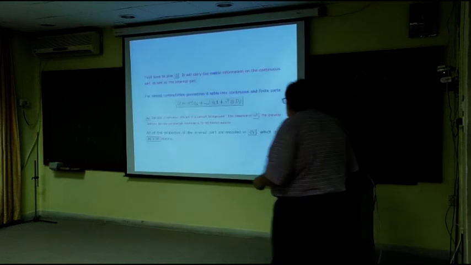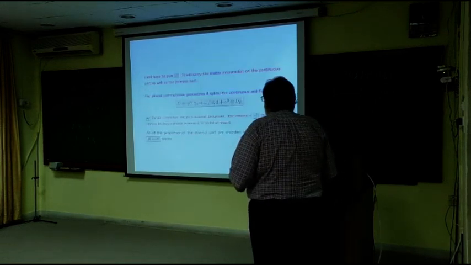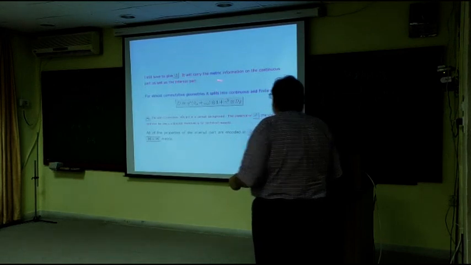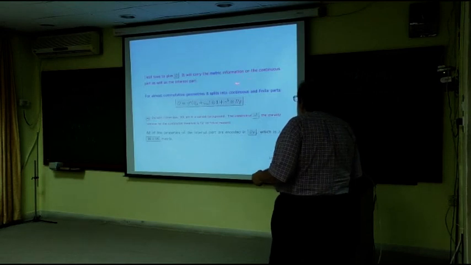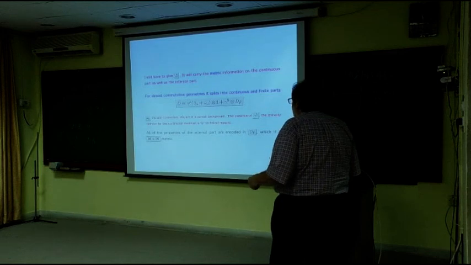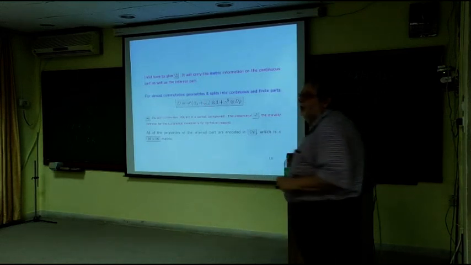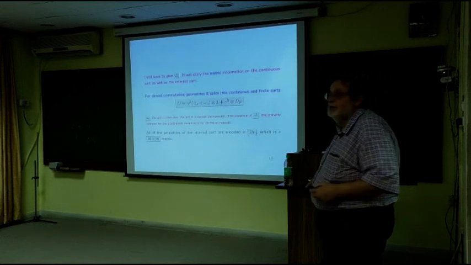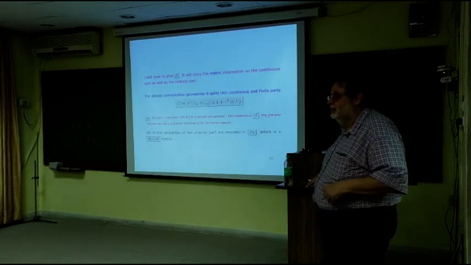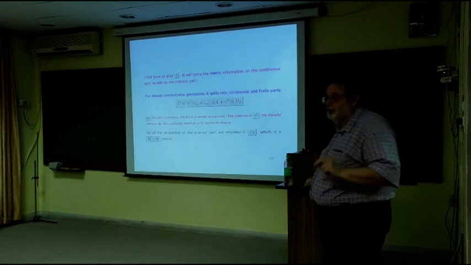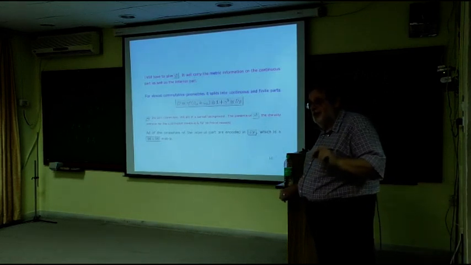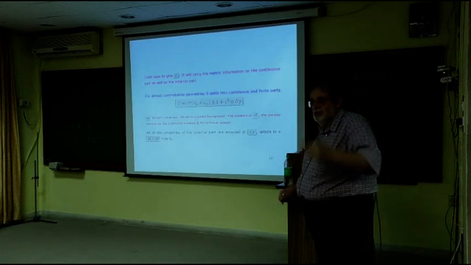So let me see. Okay, this is. And I still have to give you D. This D will carry the metric information of the continuous part as well as the internal part. D is the one that I was discussing before. So there is a continuous part, but now I put a background. I put an omega mu, which is the Levi-Civita connection. So I am in a curved background. I'm not doing quantum gravity. So gravity is a background, but it is not a degree of freedom.